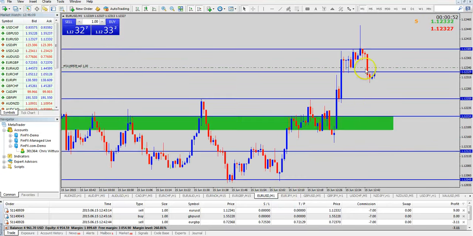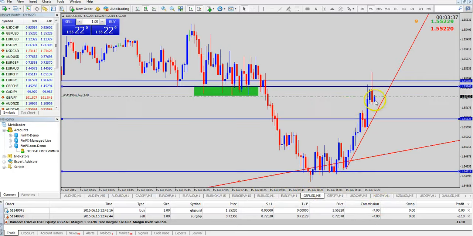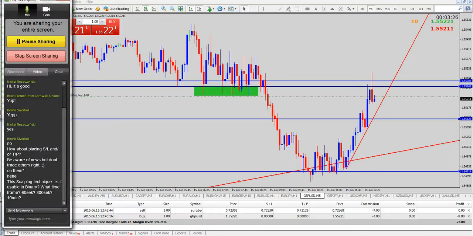And this one is in. Not sure what this one is doing. Just because I don't like these candles, I'm going to take that profit. And then we're going to go over here and see what we can get out of this one. Alright, so any questions so far?